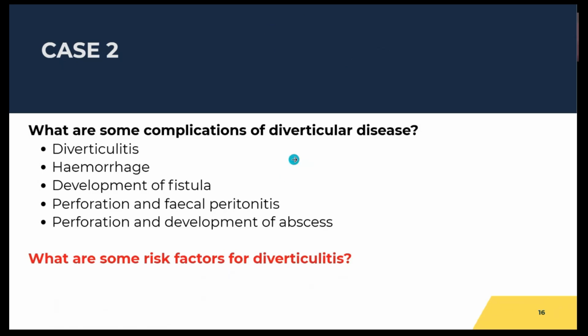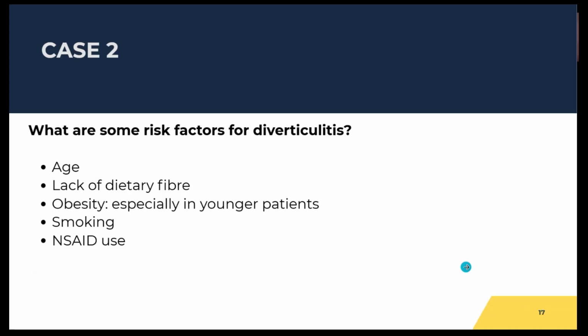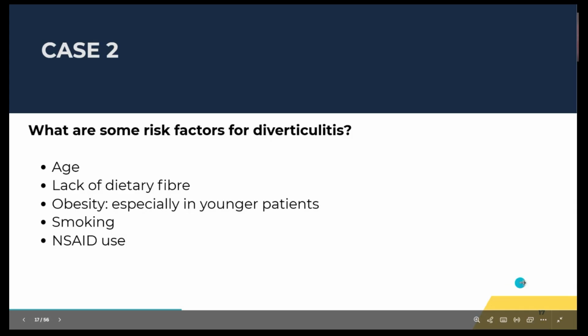So what are some risk factors for diverticulitis? Constipation, straining. Good. So we can have that as well. Constipation would be good. So age, lack of dietary fiber, which would lead to constipation, obesity, especially in younger patients, smoking, as well as NSAID use.